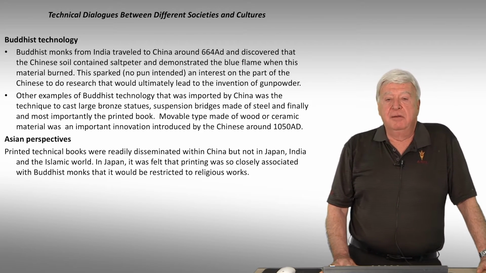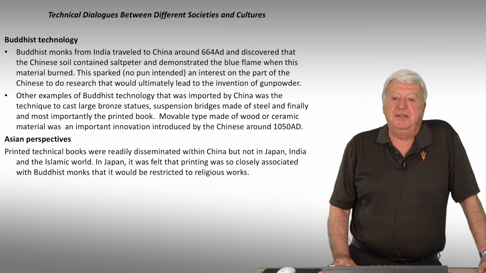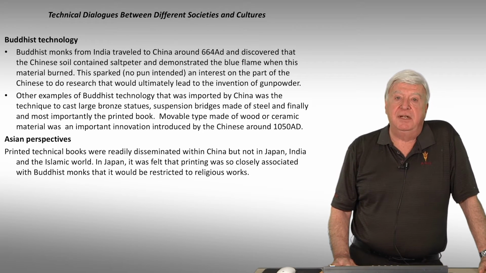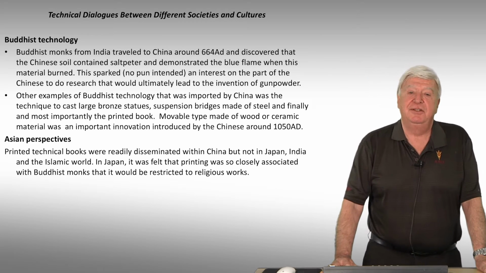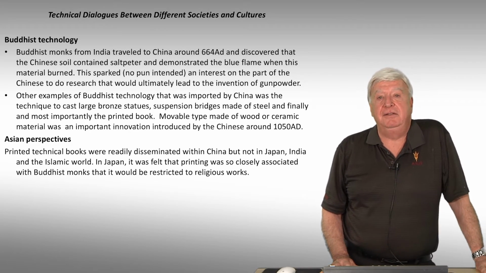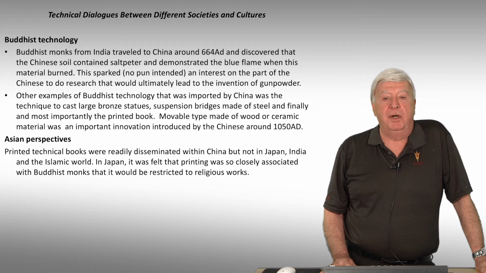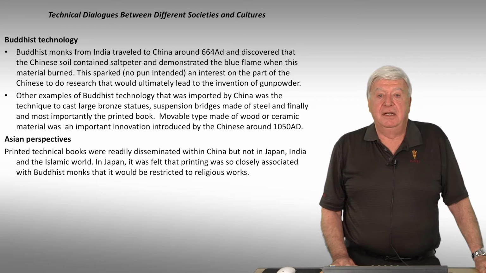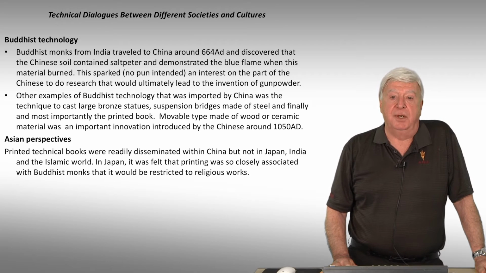Buddhist technology. Buddhist monks from India traveled to China around 664 AD and discovered that the Chinese soil contained saltpeter and demonstrated the blue flame when this material burned. This sparked, no pun intended, an interest on the part of the Chinese to do research that would ultimately lead to the invention of gunpowder. Other examples of Buddhist technology that was imported by the Chinese was the technique to cast large bronze statues, suspension bridges made of steel, and finally, and most importantly, the printed book.